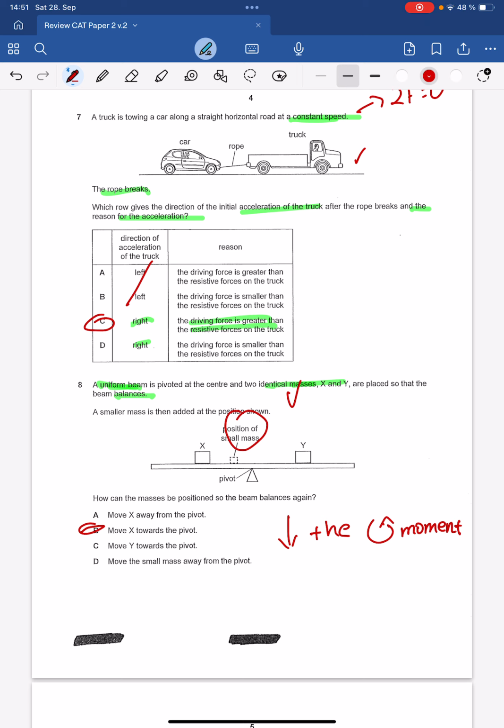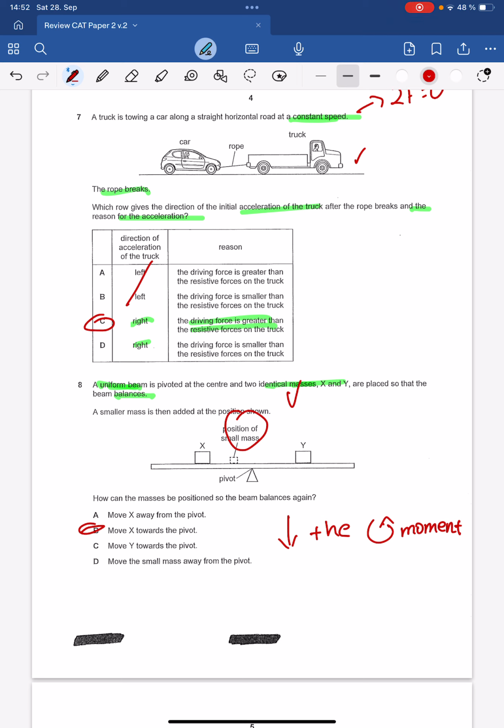So of course, if they're balanced and then you add another one, you're going to create a moment. In this case, you're going to create an anti-clockwise moment. Okay, how can the masses be positioned so that the beam balances again? You need to reduce the counterclockwise moment, because that's going to be the effect of the new mass, or increase the clockwise moment. Okay, so from the options that we have, if we move X towards the pivot, that would reduce the counterclockwise moment, and that's the option that we take.